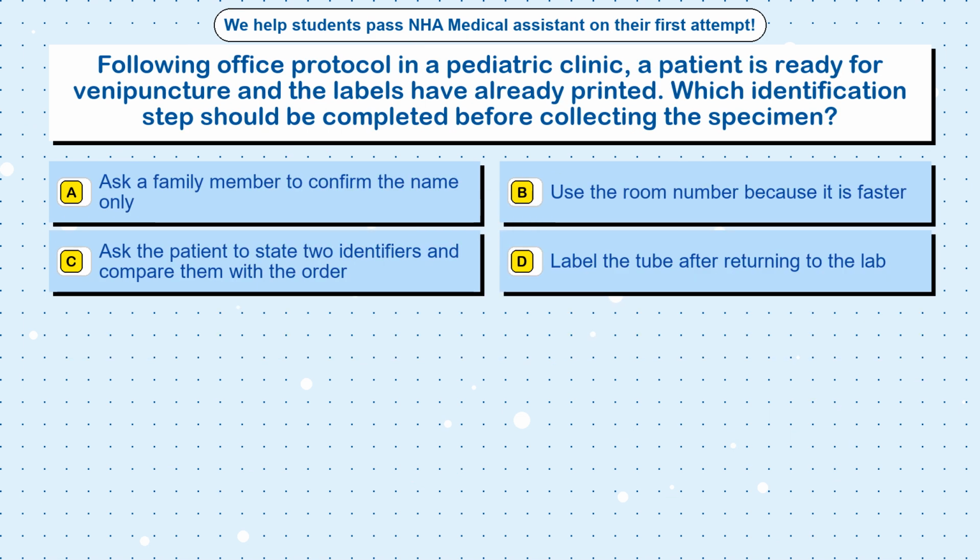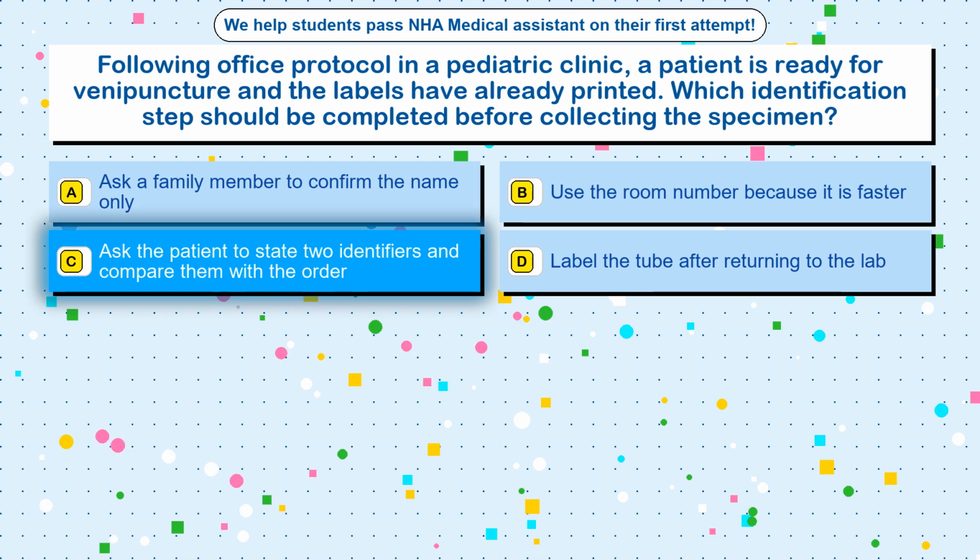Question 84. Following office protocol in a pediatric clinic, a patient is ready for venipuncture and the labels have already printed. Which identification step should be completed before collecting the specimen? Option A. Ask a family member to confirm the name only. Option B. Use the room number because it is faster. Option C. Ask the patient to state 2 identifiers and compare them with the order. Option D. Label the tube after returning to the lab.